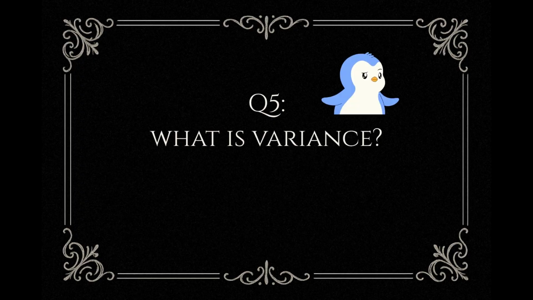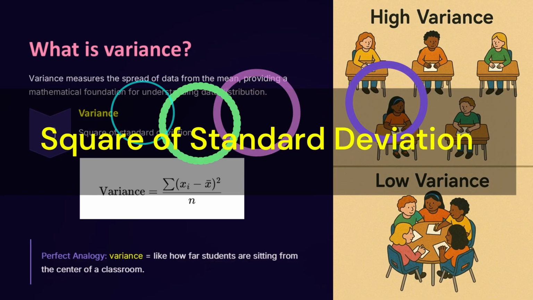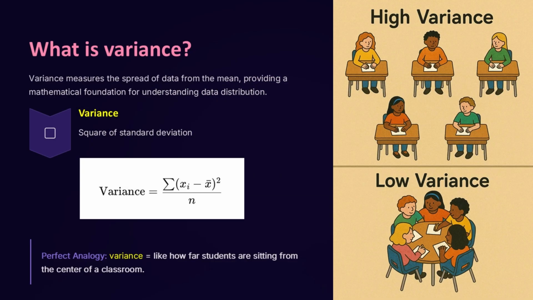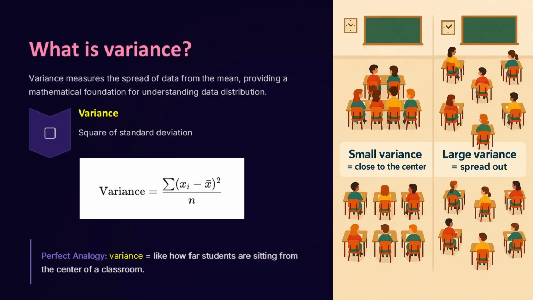What is variance? Variance is the square of the standard deviation, and it measures how spread out the data is from the mean. To make this easier to visualize, variance is like seeing how far each person is sitting from the middle of a classroom. If most people are close to the middle, the variance is small. If people are spread out across the room, the variance is large.